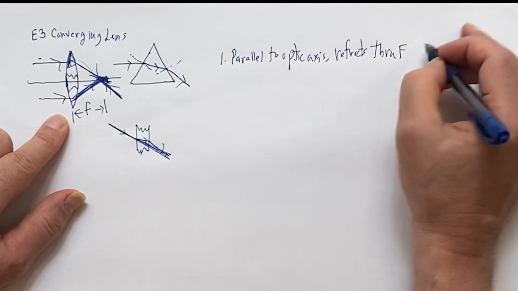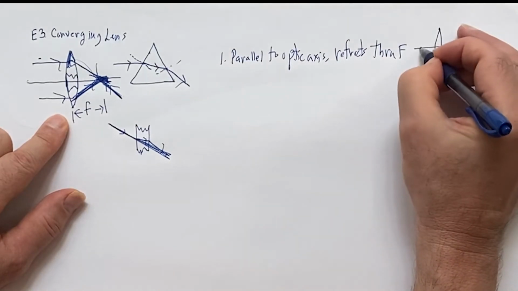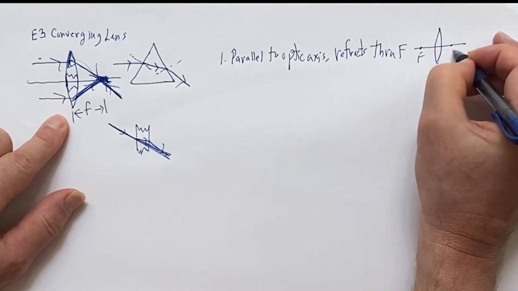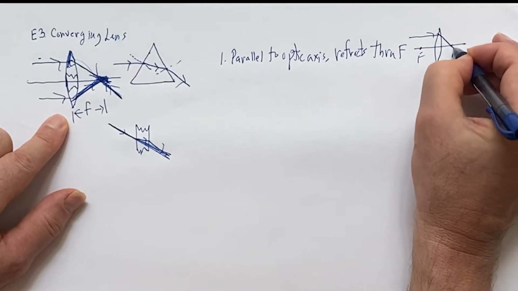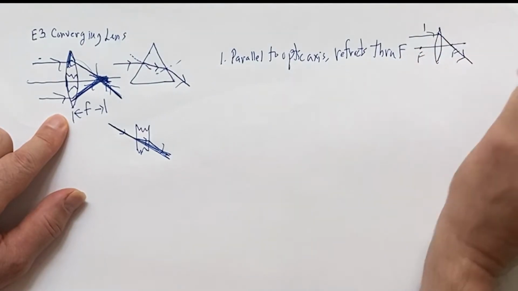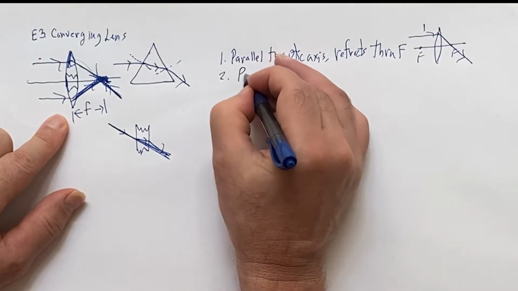All right, so that would be the case where if you have your lens here, you got your F and F, both sides like that. So if you're parallel, you would then go through F like that. Like that's ray 1. Then ray 2 is the one that passes through the center.